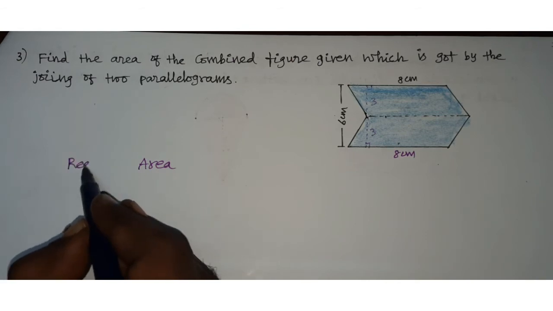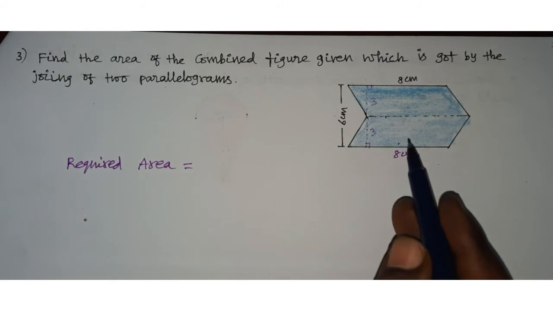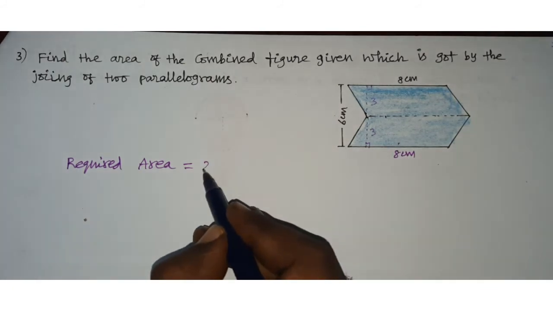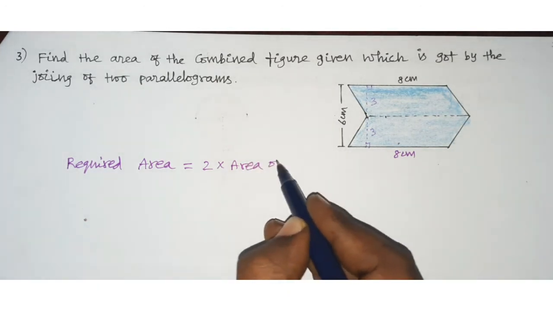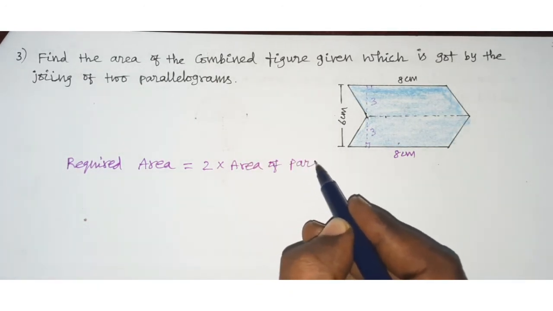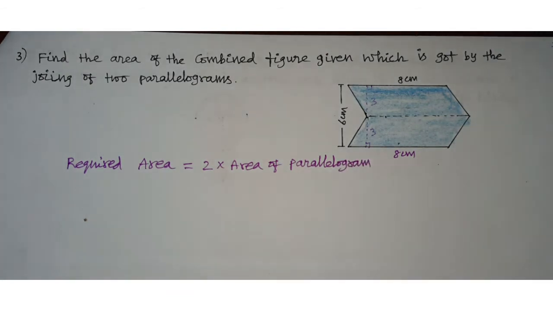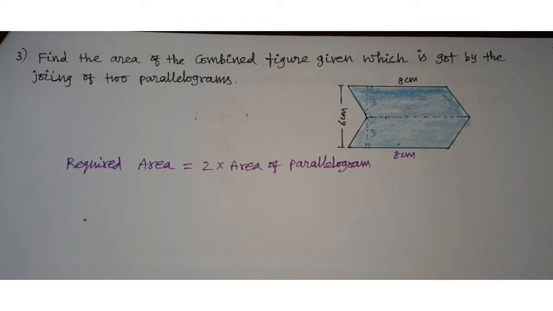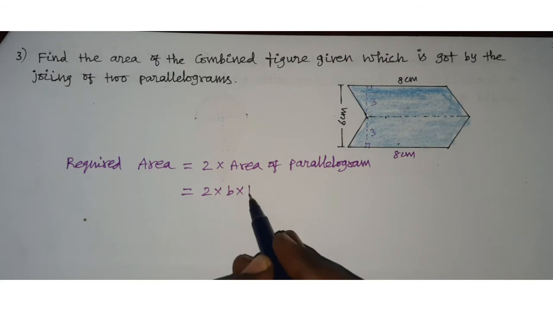Required area you can write. Required area equal to 2 equal parallelograms. So 2 times area of parallelogram. Here students, why I put 2 times? Two parallelograms are same, equal base and height. Okay, so 2 into base into height.